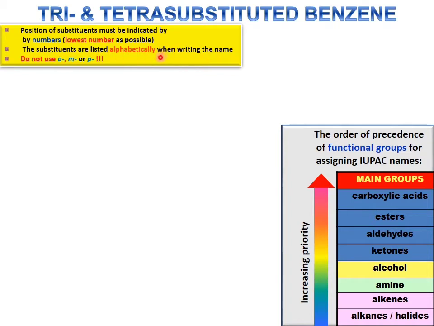Okay, so kena ikut alphabet bila nak susun tu kan, sebab kita ada banyak substituent. Do not use ortho, meta, para. So remember, ortho, meta, para only for benzene that consists of 2 substituent only, or di-substituted benzene. If you have tri or tetra substituted benzene, you cannot use ortho, meta, para. Clear? Okay, next we look at this example.